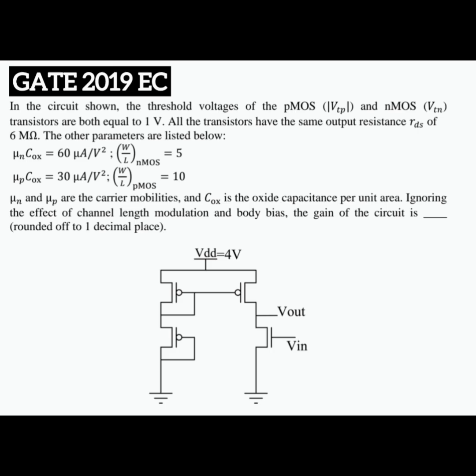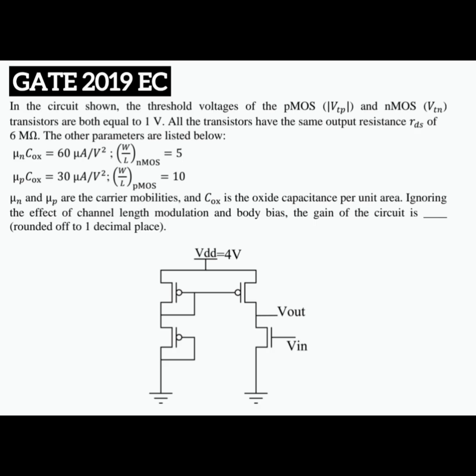In the question, mu n and mu p are the carrier mobility. One interesting fact I will tell you later on regarding this. And COX is the oxide capacitance, which is the same for all the MOSFETs over here. And then there is no channel length modulation or body bias. So we need to find out the gain of the circuit. So what is the ratio of V out by V in?